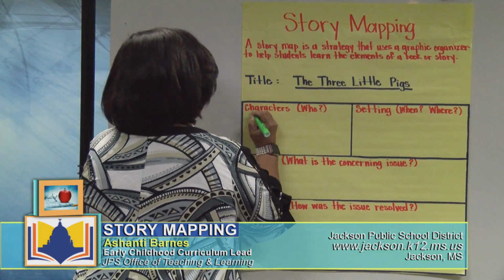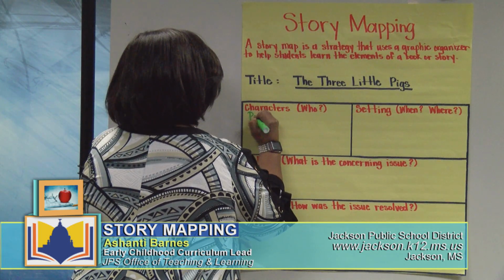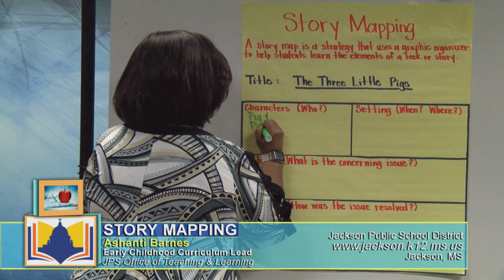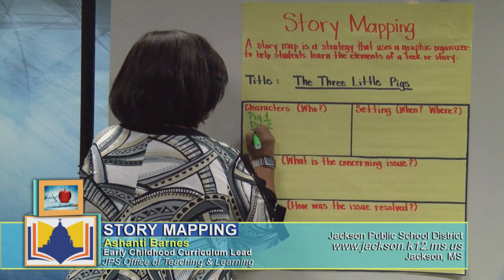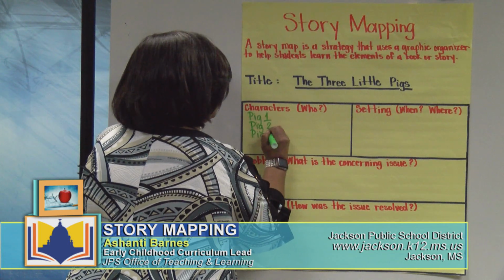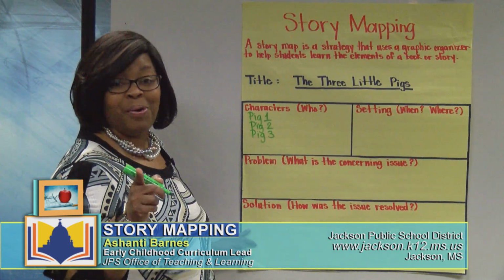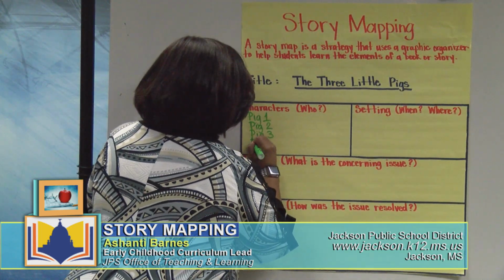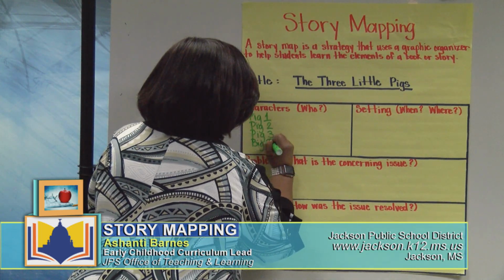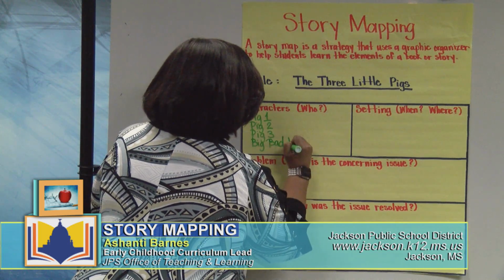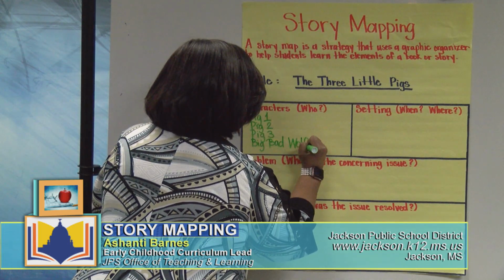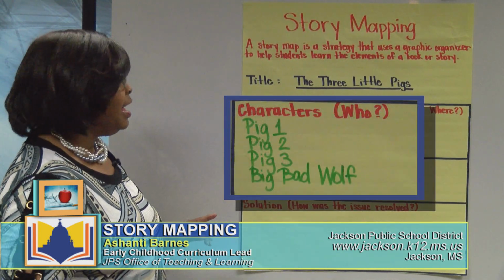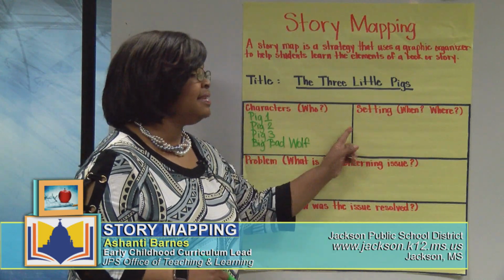So we would identify pig number 1, pig number 2, pig number 3, and of course, the big bad wolf. Okay, so now that we have our characters identified, step 2 would be to identify the setting.